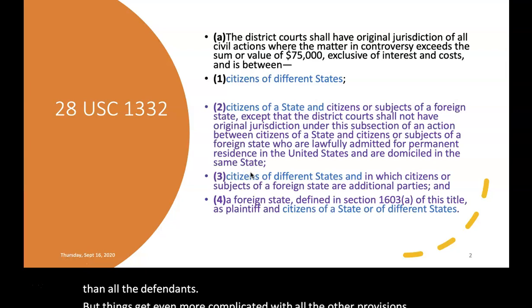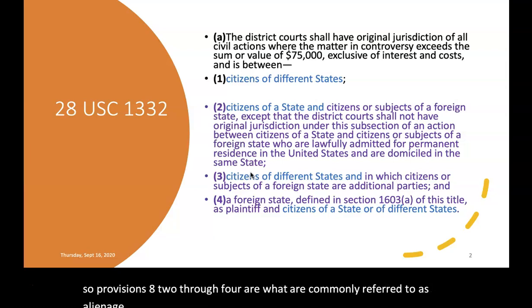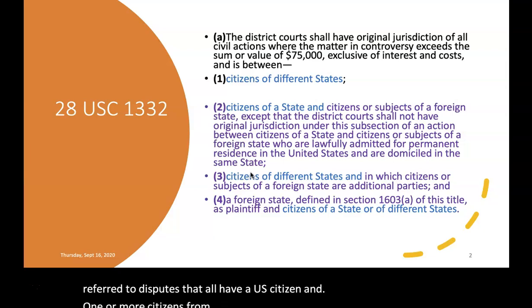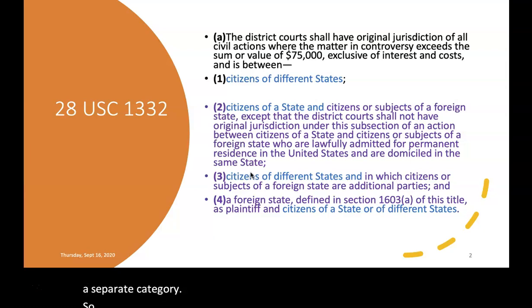Provisions A2 through 4 are what are commonly referred to as alienage provisions. This is a culturally insensitive but often used title referring to disputes that all have a U.S. citizen and one or more citizens from a non-U.S. country. So 2 through 4 are all in a separate category. Our focus is going to be on A2 in particular.